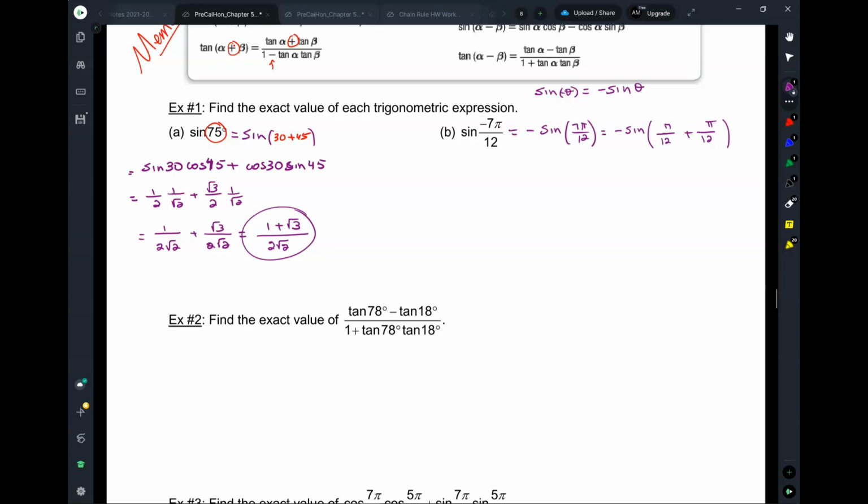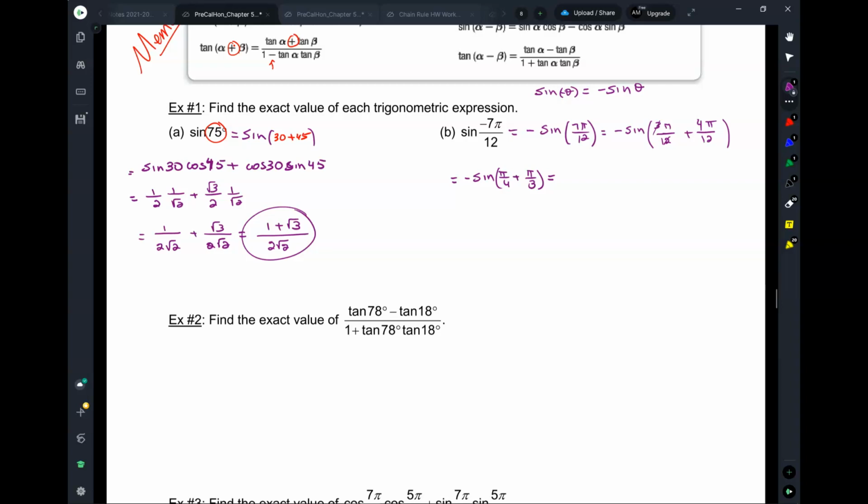But does 1 over 12 reduce? No, so that's not going to work. So what's another one? 2 and 5 doesn't work either, but 3 and 4 works, right? Because now when you reduce, this will be negative sine of pi over 4 plus pi over 3. And that's totally 7 pi over 12. Oh my God, how satisfying is that?